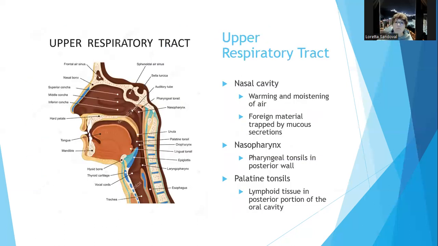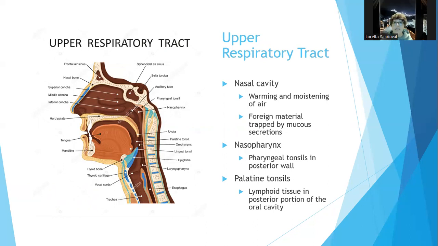The upper respiratory tract includes the nasal cavity, whose job is to warm and moisten incoming air. If you're in a super dry environment, you're going to breathe out moisture and you're not going to be taking in any moisture, and that can have an effect on you. The nasal cavity also traps foreign material. It's part of the mucosal system, so it has the mucosal coating, and foreign material is trapped by mucus secretions in the nasal cavity.